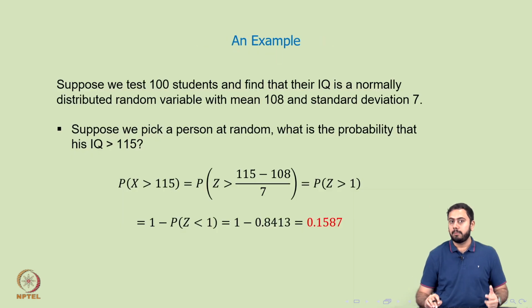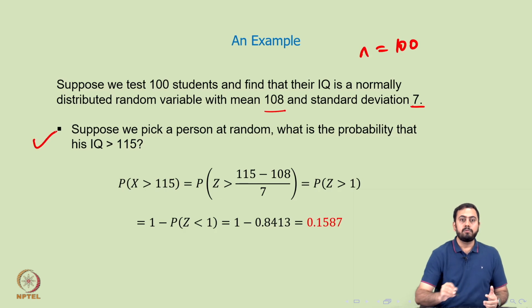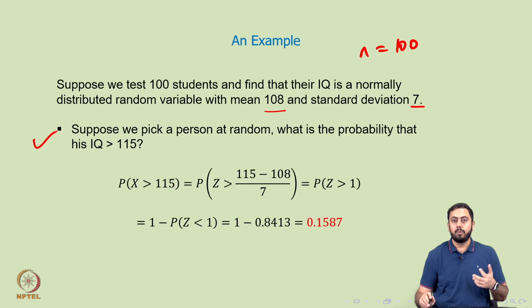Okay, so we'll very quickly talk about a simple example. Suppose we test 100 students and find that their IQ is a normally distributed random variable with mean 108 and standard deviation 7. So here my sample size is 100, my mean is 108 and my standard deviation is 7. Suppose we pick a person at random. What is the probability that his IQ exceeds 115? All such answers can easily be found using simple manipulations of the probability and the Z table, or normal table, we saw.